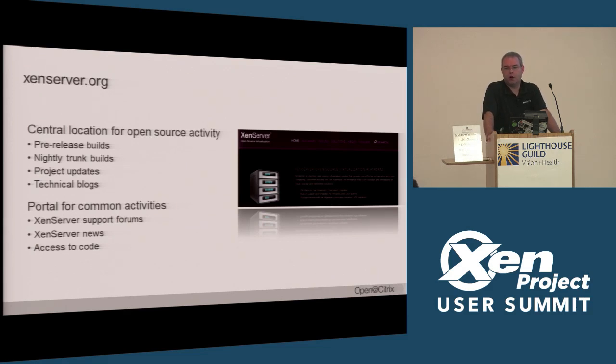We've got some blog posts around installing XenServer at scale, patching it at scale, and being able to use VMs that aren't on the officially Citrix supported list on XenServer. How do you configure it? How do you effectively work with those kinds of platforms? But it's also a portal for common activities. The XenServer support forums are not on XenServer.org. There's a ton of really good information on the legacy Citrix support forums. It didn't make sense to bring it over. So that's where the support forums are.